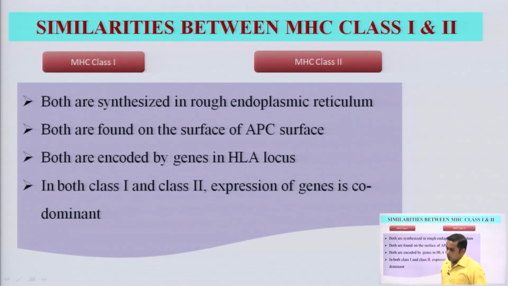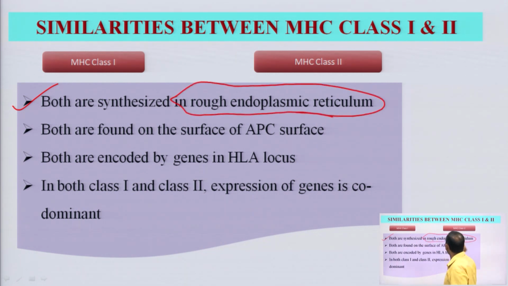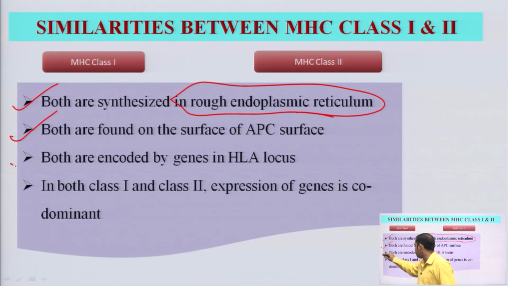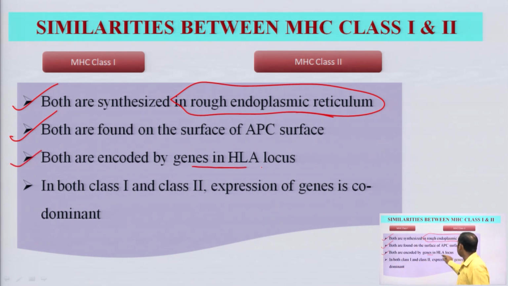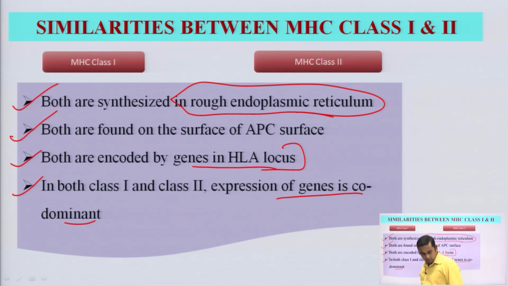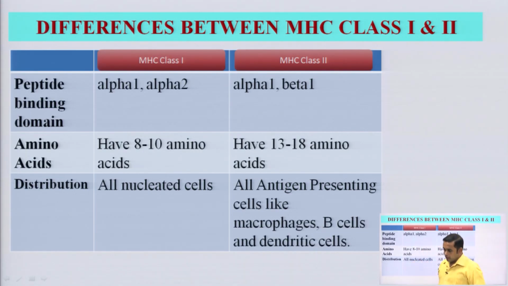Now, let me tell you what the similarities are. Both are synthesized in the rough endoplasmic reticulum. Both are found on the surface of the antigen presenting cell. Both are encoded by genes in the HLA locus, and in both class 1 and class 2, expression of the gene is codominant. If I tell you some differences, the peptide binding domain in this case is alpha 1 and alpha 2, but here it is alpha 1 and beta 1.